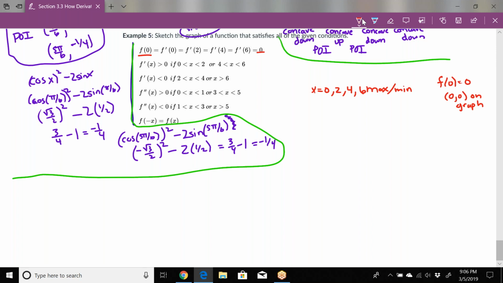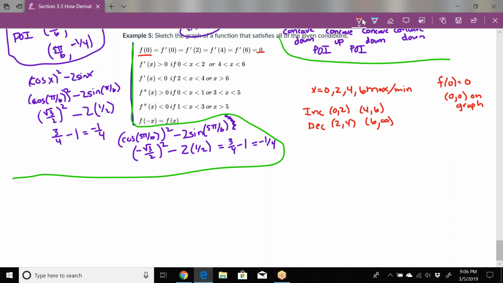Okay. This says our first derivative is greater than 0 if we're between 0 and 2 or 4 and 6. Remember, if f prime is greater than 0, you are increasing. So our graph should be increasing on 0 to 2 and 4 to 6. Our f prime of x is less than 0, which means our original function is decreasing from 2 to 4 and 6 to, I guess, infinity. They didn't give us a stopping point.